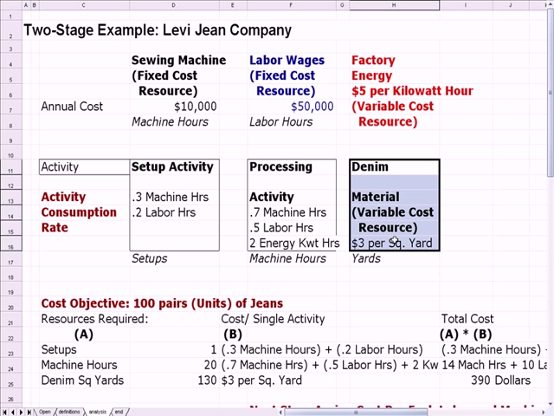And finally, denim, we use 3 square yards of denim per pair of jeans. That's a variable cost. The more jeans we make, the more we incur.